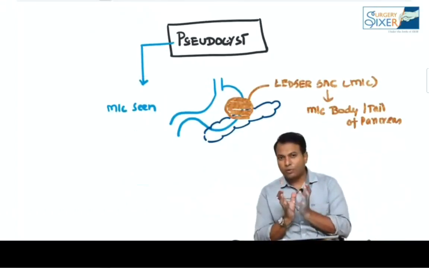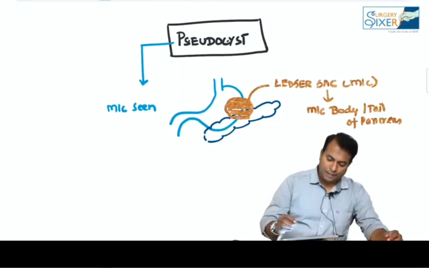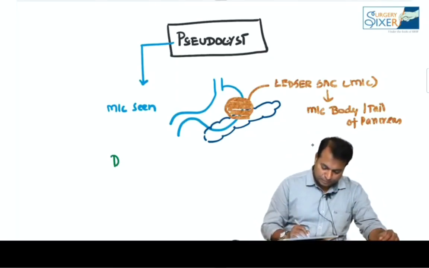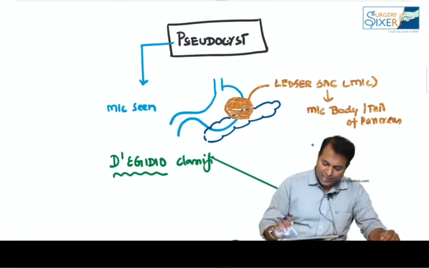It is a well-defined fluid collection, a cystic lesion with a well-defined wall with no epithelium. Please remember, the epithelium is not there. So there is a classification of pseudocyst known as the DEGDO classification.